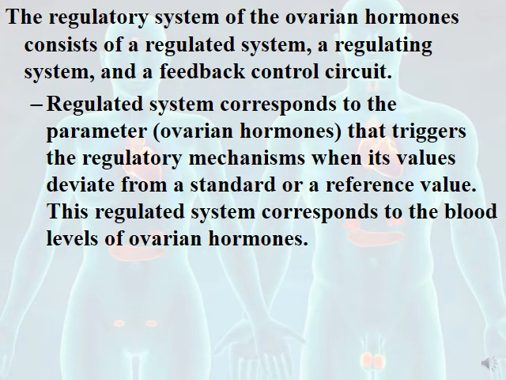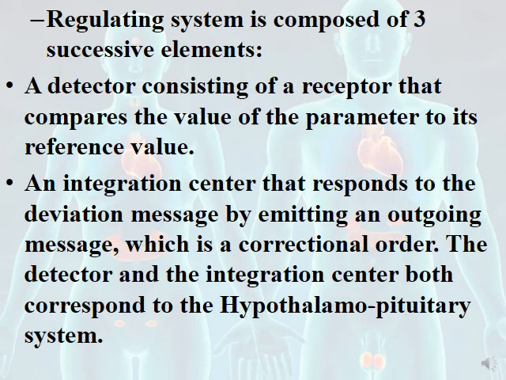So you have to know here that the regulatory system of the ovarian hormones consists of a regulated system, a regulating system, and a feedback control circuit. The regulated system corresponds to the parameter, the ovarian hormones, that triggers the regulatory mechanism when its values deviate from a standard or reference value. This regulated system corresponds to the blood level of the ovarian hormones.